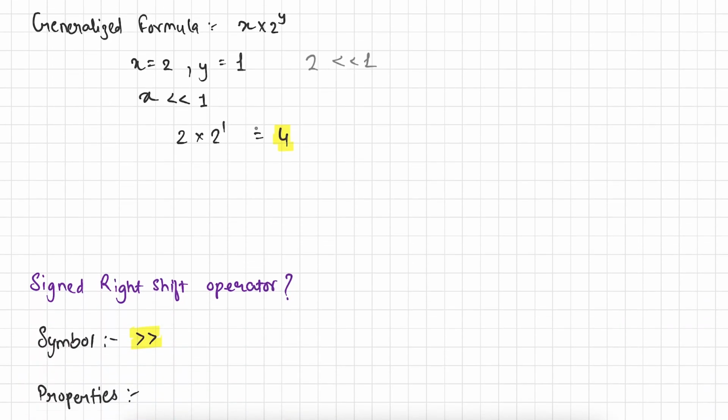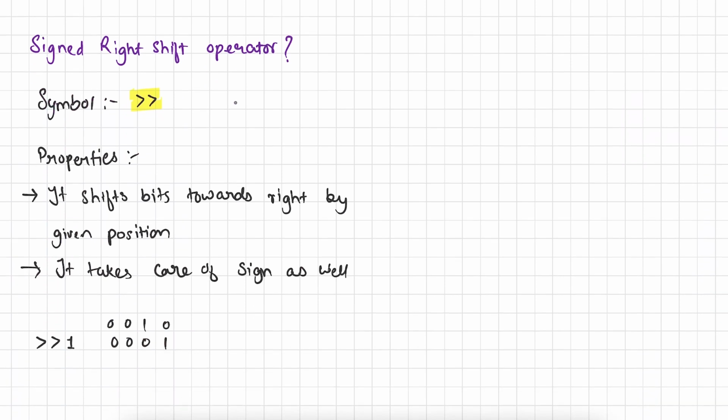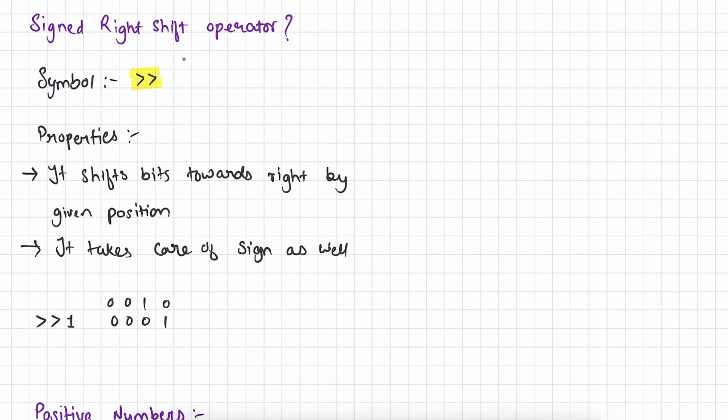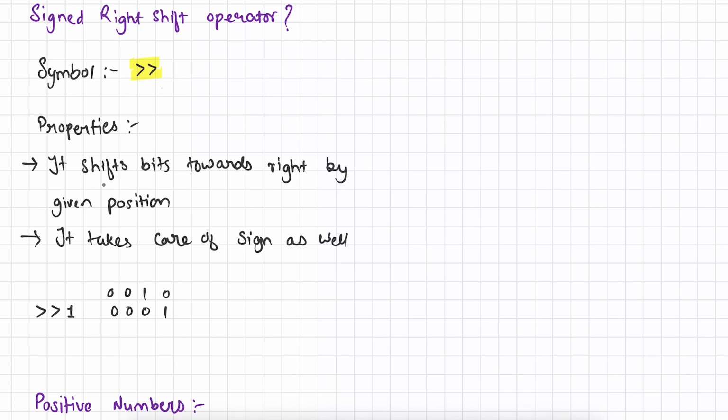Now let's move on and see how the signed right shift operator works. Here right arrows pointing towards the right are used to represent the signed right shift operator, and it has two properties. First of all, it shifts bits towards the right by a given position, and as it is a signed right shift operator, it takes care of the sign as well, right? So if the number is positive, it makes sure that the number remains positive, and if the number is negative, it makes sure that the number remains negative.